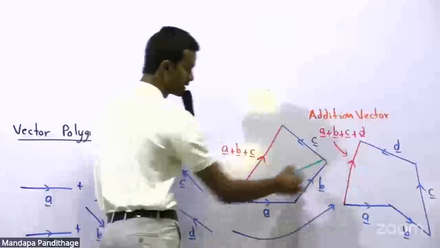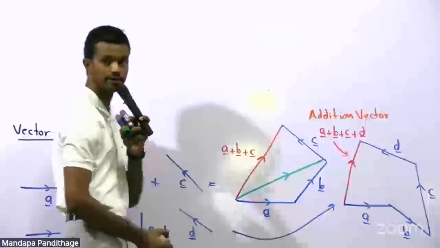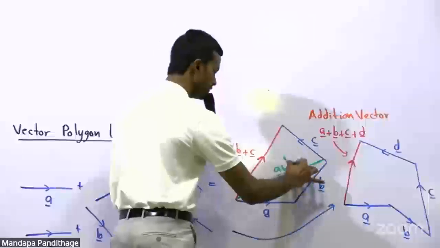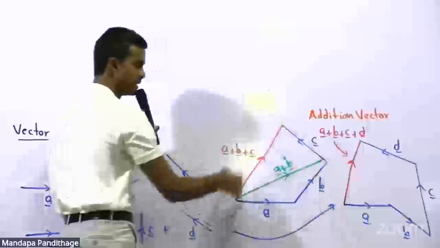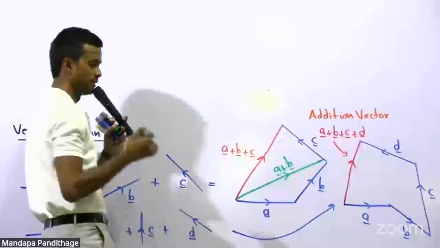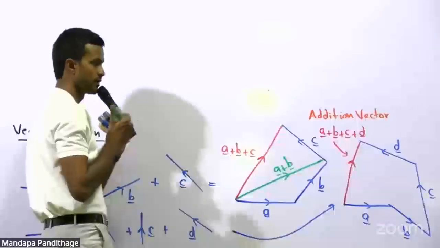What is this green colored vector? It's A plus B, no? So the green colored vector is A plus B. And then A plus B plus C gives you the addition vector. So what is even hidden inside the polygon law is the vector triangle law.